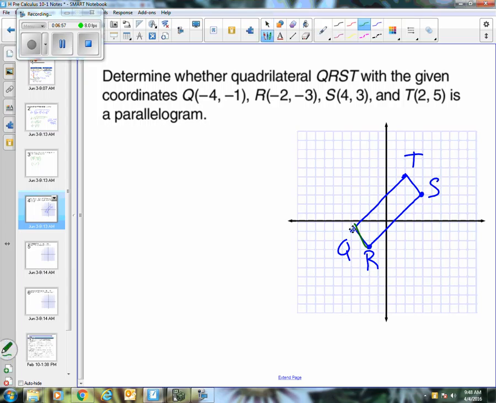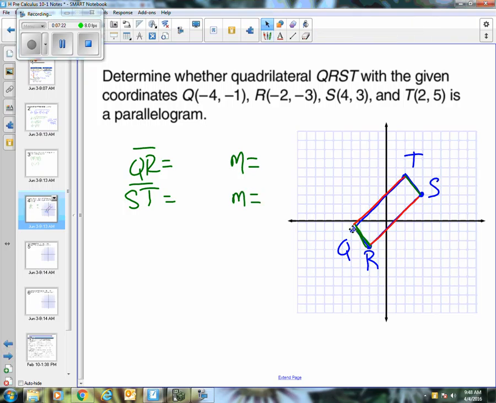Well, opposite sides need to be both parallel and congruent. So I'm going to color code here. What would I need to show to make that happen? Well, I need to know the measure of QR and the measure of ST, and they would have to be equal to each other. So I need to make sure I'm color coding in green here. The slope of QR and the slope of ST need to be the same as well.